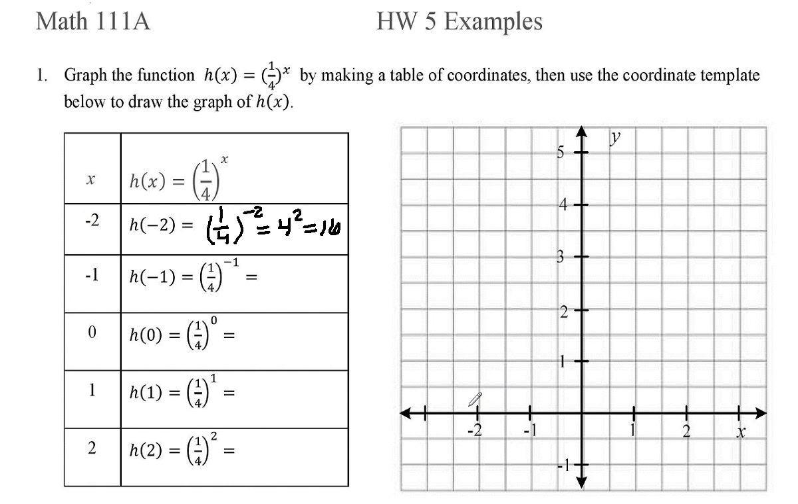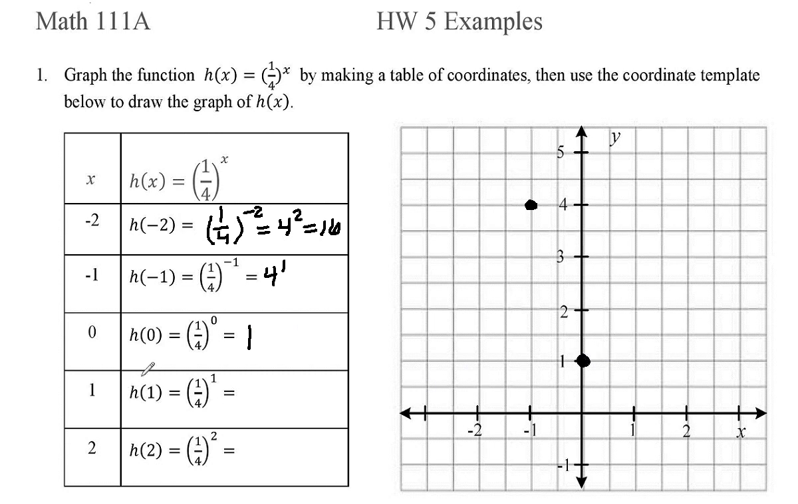So 2 to the left and 16 up, which is off the template, so we can't graph that one. Plug in -1, so that's 1/4 to the -1. Again, -1 means take a reciprocal, that's 4 to the +1, which is 4. So x is -1, y is 4, right there. Plug in 0, 1/4 to the 0, and anything to the 0 power is 1. So we've got 0, 1, which is right here.